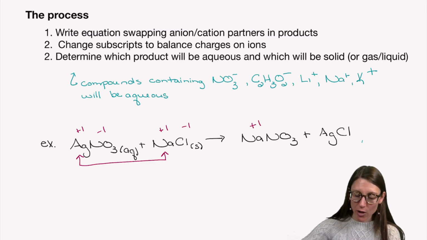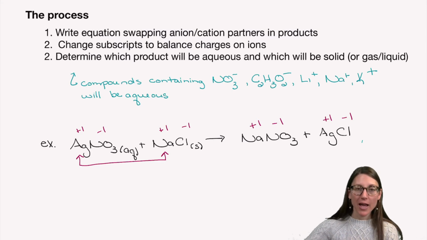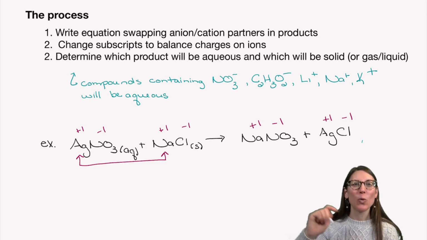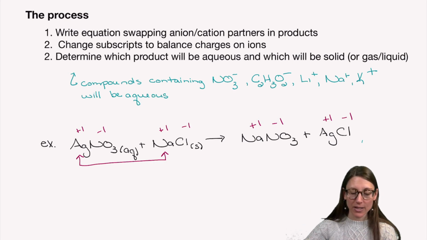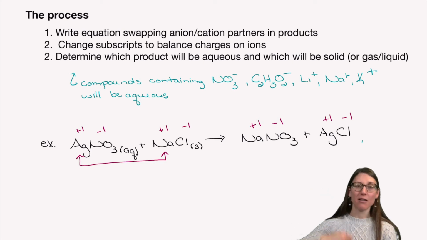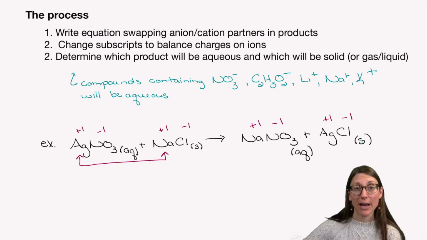Pause and check your charges. This one's friendly. Everything is plus or -1, so those charges balance out. Almost done. The last thing we have to do, one of these is going to be a precipitate and one of these is going to be an aqueous solution. So looking at our guidelines here, compounds that have nitrates and compounds that have sodium in them, those are going to be aqueous, which means that the other compound must be the precipitate that forms.